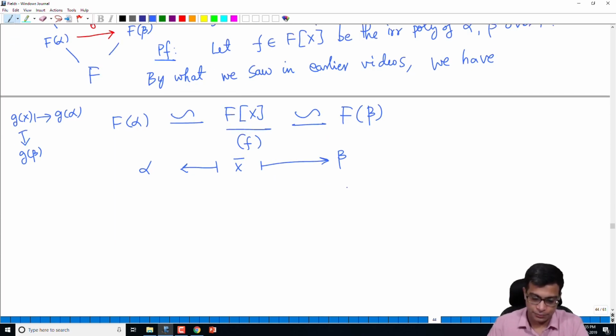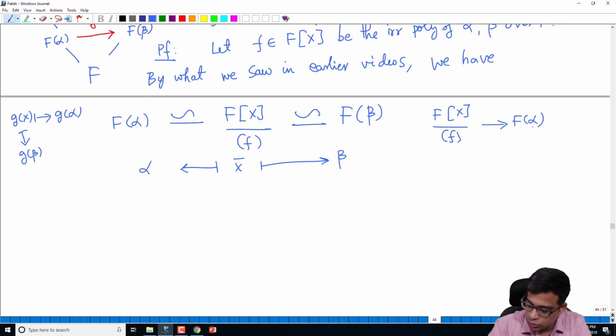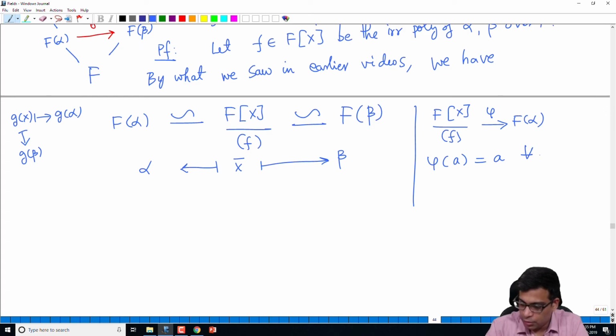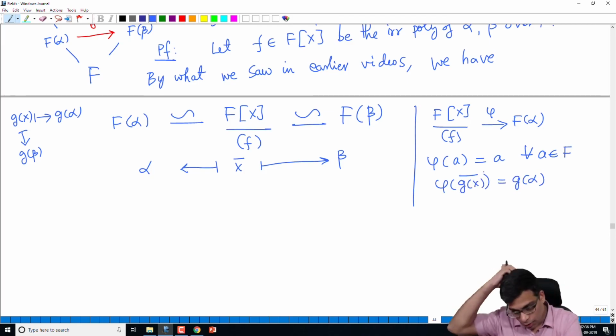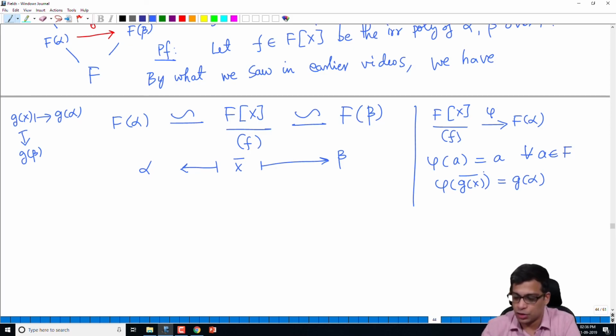So now we are done. And not only that, this homomorphism, let's call this phi, sends an element of F to itself, because again this map sends g(x) to g(alpha). So if g(x) is a constant polynomial, there is nothing to substitute alpha for. It sends that constant polynomial to itself.